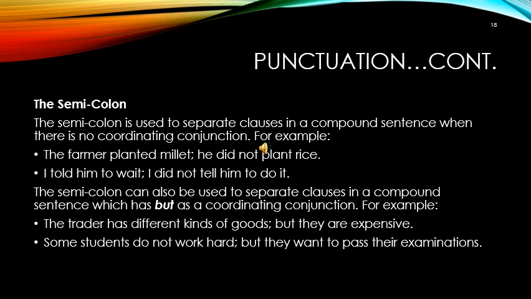The semicolon is used to separate clauses in a compound sentence when there is no coordinating conjunction. For example: The farmer planted millet; he did not plant rice. I told him to wait; I did not tell him to do it.